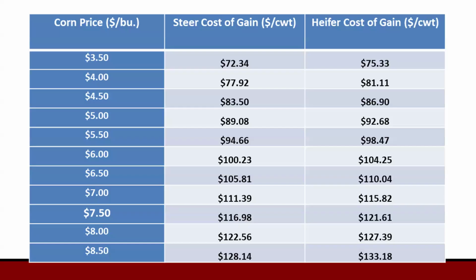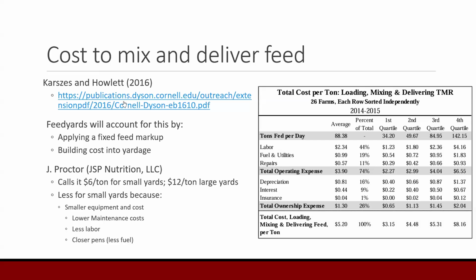Okay. All right. So feed yards assign cost to everything. They're in the business of making money. So they account for things like the cost to mix and deliver feed. This is a report from 2016 by Karshij and Howlett. I think it's out of Ohio State.